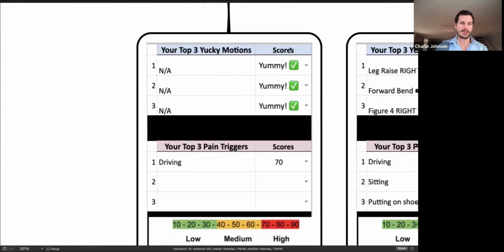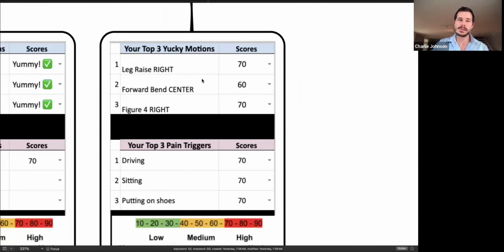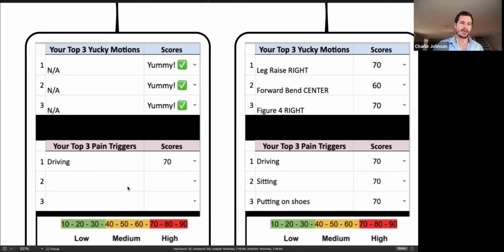I can do all these things which make up driving independently and they're fine. They're all yummy, but I just can't drive. That's weird. We talked about why. Oh, I can't do a leg raise. I can't do a forward bend. I can't do a figure 4. Ding, ding, ding. Well, guess what? Of course you can't drive. Of course you can't sit. Of course you can't get your leg in a figure 4 to put on your shoes, put on your socks. Do you see the consistency here in the movements and the pain relationship, how it just adds up and it matches, and now here it doesn't.